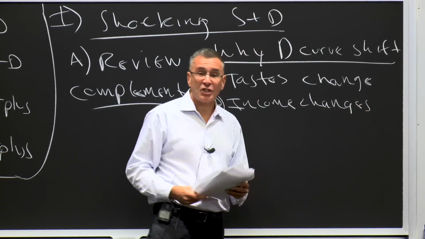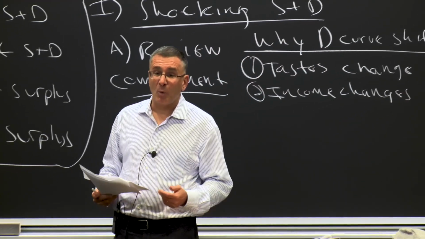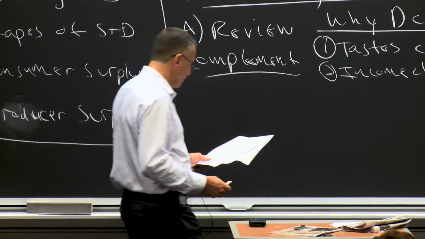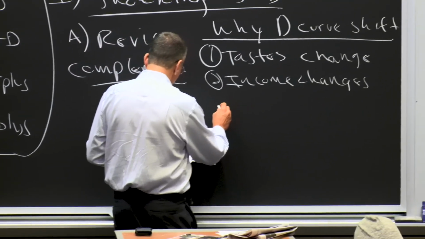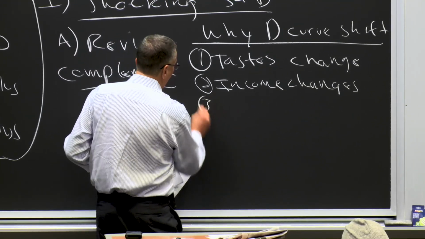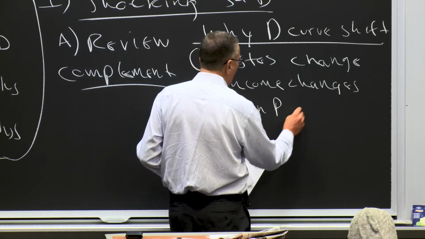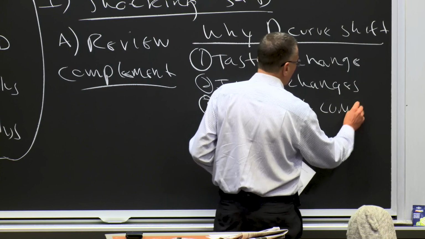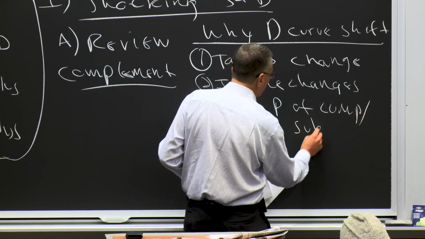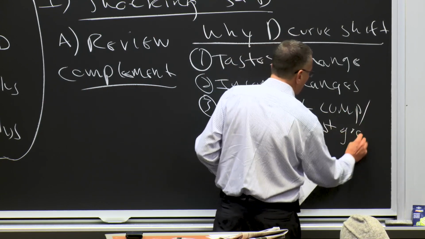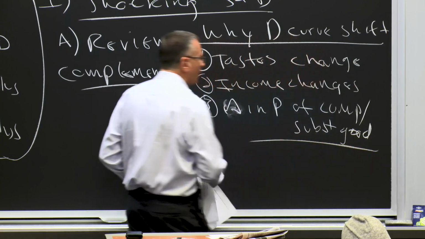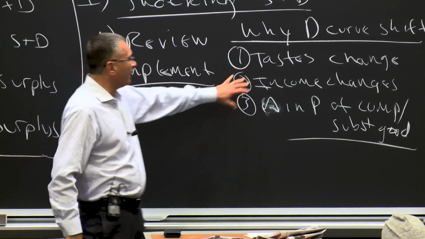Second reason is because people are richer or poorer, and so that makes them want different quantities, even with the same taste. A third reason is the change in the price of a complementary or substitutable good. Okay? Now that's different. I should separate.